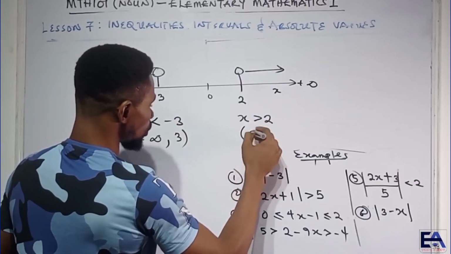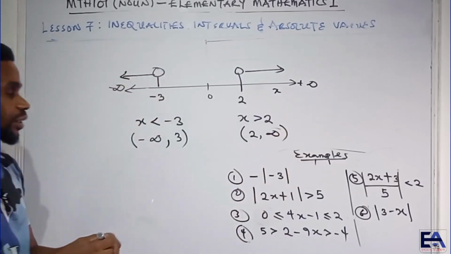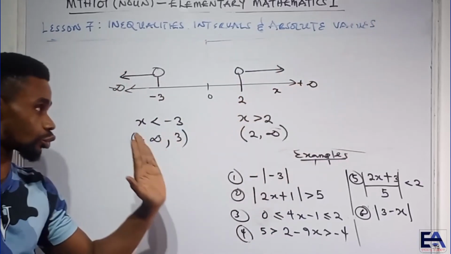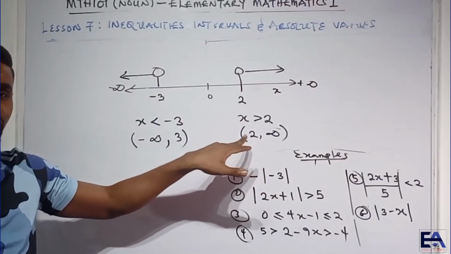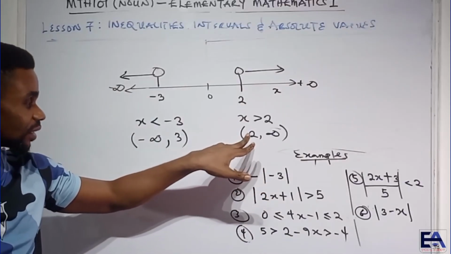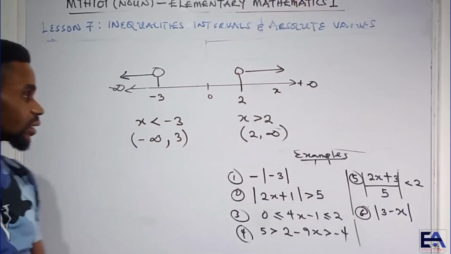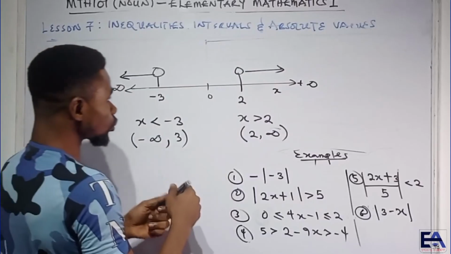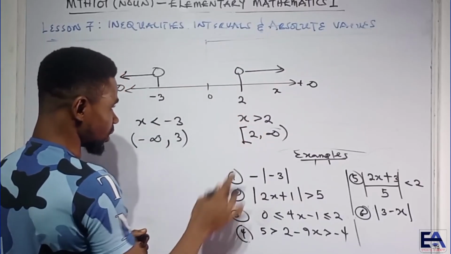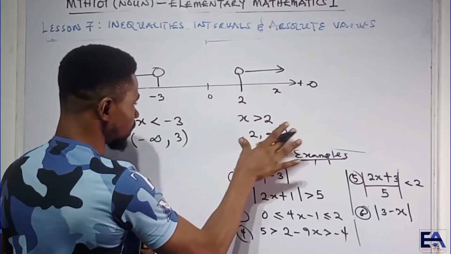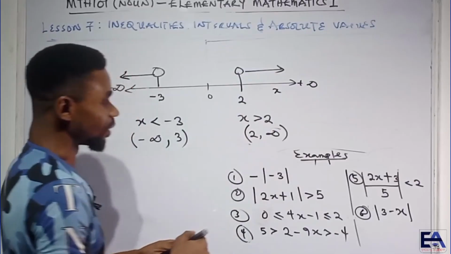from 2 to positive infinity, from 2 and above. That's what this one represents. So the lower limit is 2, and the upper limit is infinity, okay? But because 2 is not inclusive, if 2 was inclusive, it would have been like this. But because 2 is not inclusive in that range of values, we have it as an open interval, okay?